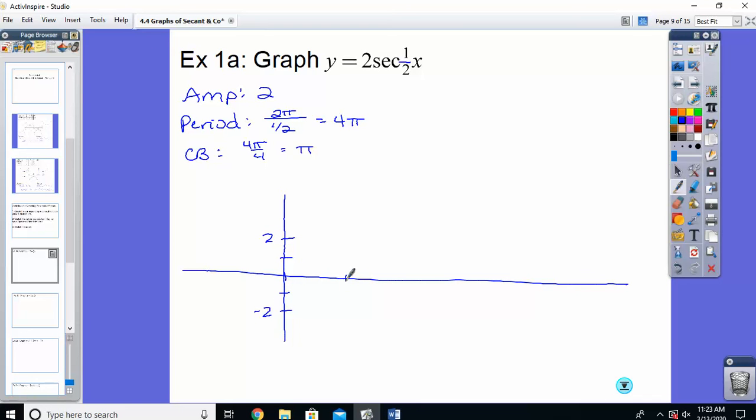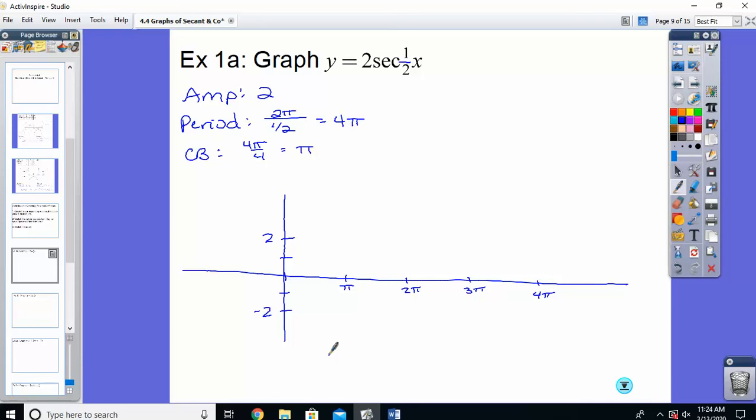So start at 0. Here we have pi, 2 pi, 3 pi, and 4 pi for our points. What I'm going to do, secant is the reciprocal of what? Cosine. So I'm going to start by drawing my cosine graph.